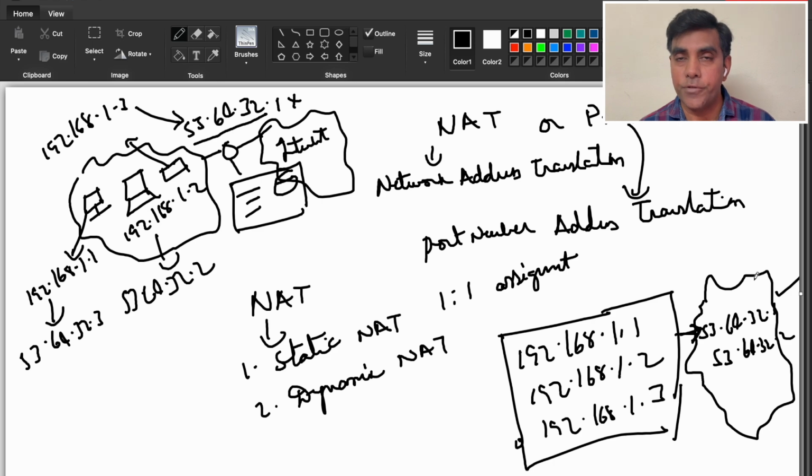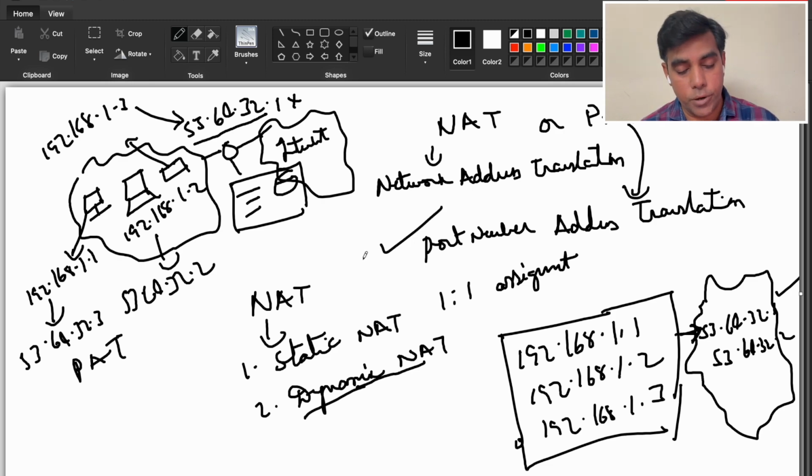This is what happens in dynamic NAT, whereas in static NAT only one-to-one assignment is possible, which is not so useful. That's why mostly dynamic NAT is the technique that will be used. So that is the thing you have to consider. And there is another technique, as we have discussed, which is PAT, which is called port address translation.